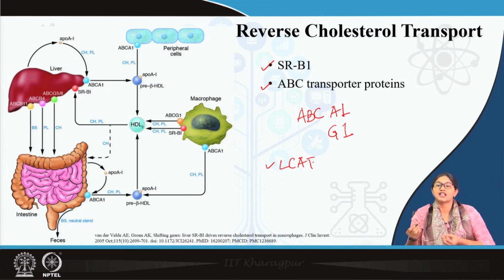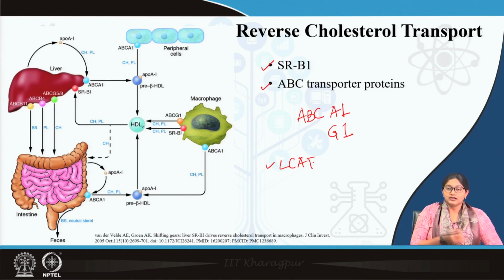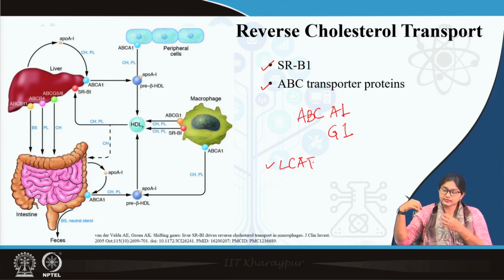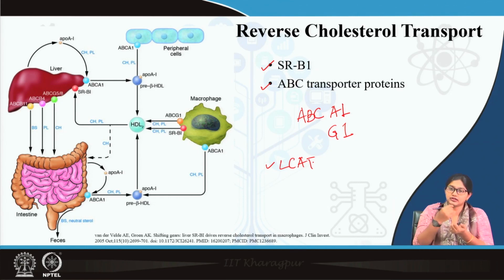So, basically the cholesterol which is transferred from extrahepatic tissue to the HDL is converted to cholesterol ester with the help of the enzyme LCAT, forming the hydrophobic core. So, basically the content of cholesterol is reduced in HDL.